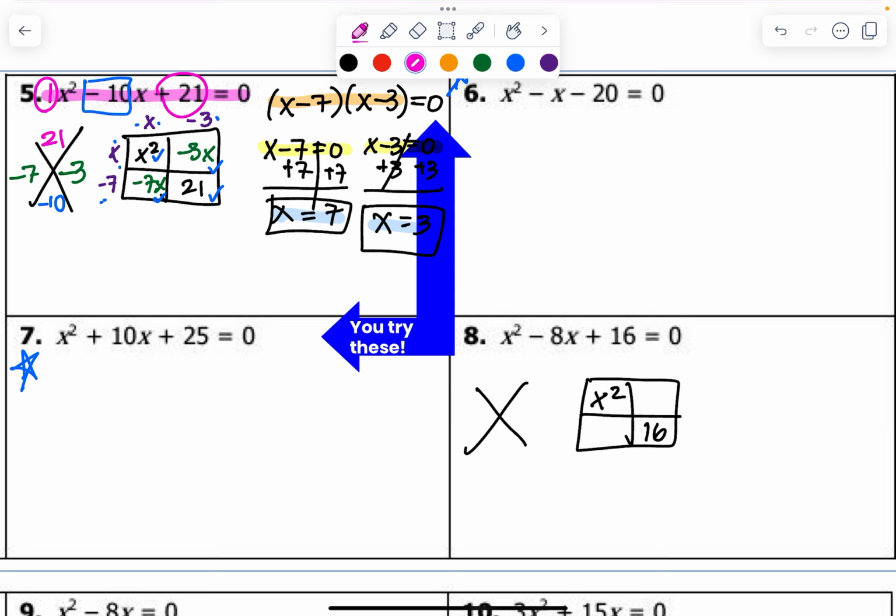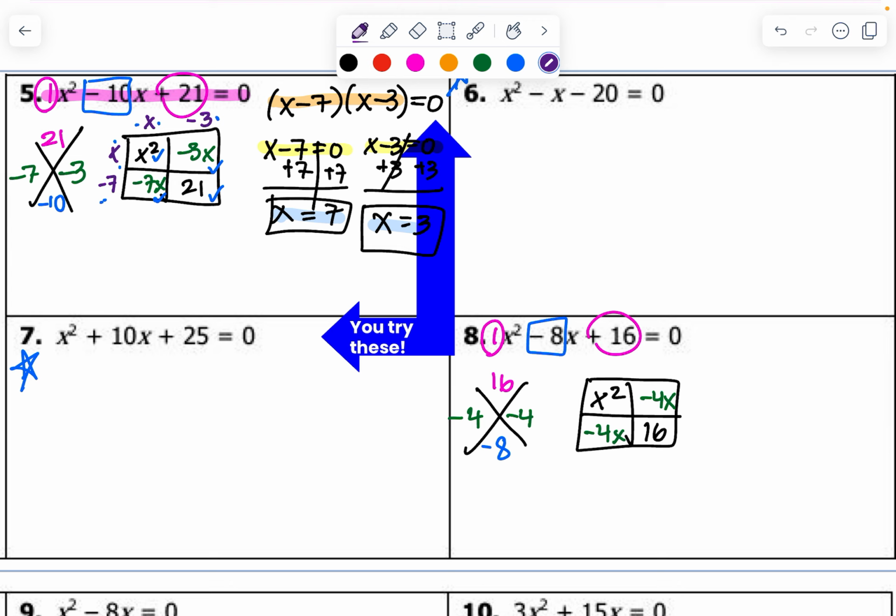Okay, 1 times 16 is 16. Negative 8 goes in the box. I'm thinking of two numbers that multiply to give me 16, but they add up to give me negative 8. I have 1 and 16, 2 and 8, 4 and 4. It's going to have to be 4 and 4. Those are the only ones that are going to give me 8, but they're both going to be negative again. Put minus 4x in here.